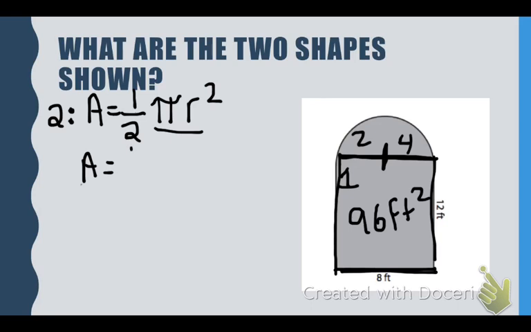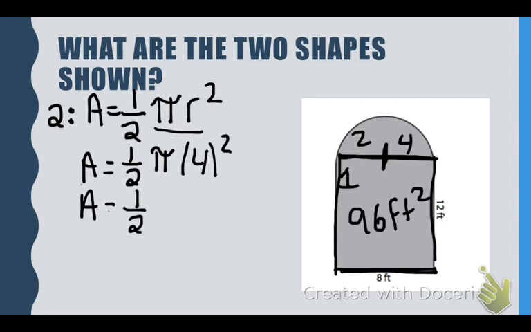So I'm going to write A equals 1/2 pi 4 squared. And I'm going to keep going. A equals 1/2 pi times 16. If I want to write this in terms of pi, then what I need to do is just take these two numbers, 1/2 and 16, and I need to do 16 divided by 2, because that's the same as multiplying by a half. So A equals 8 pi.